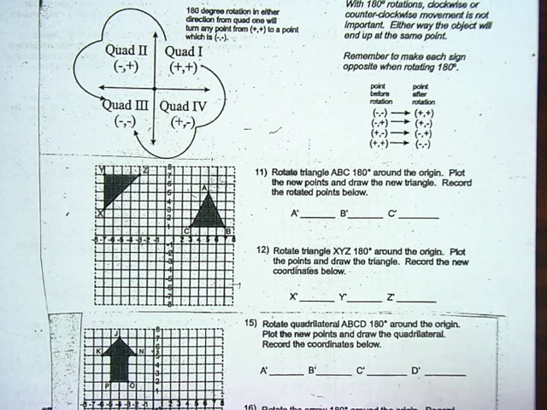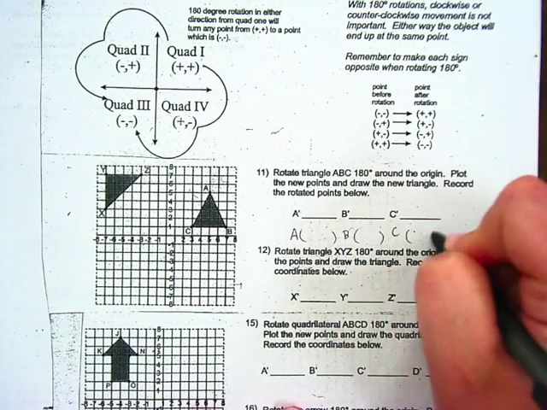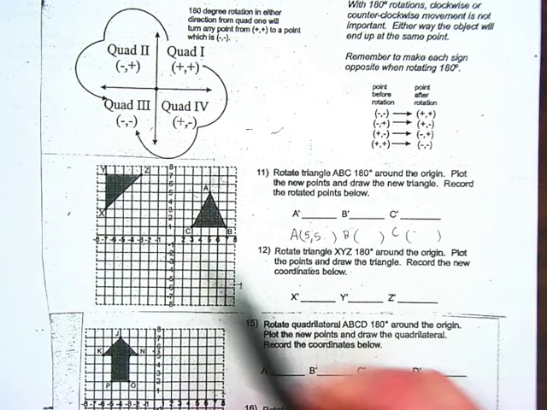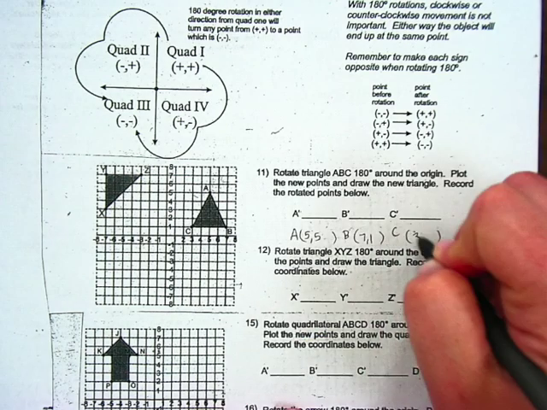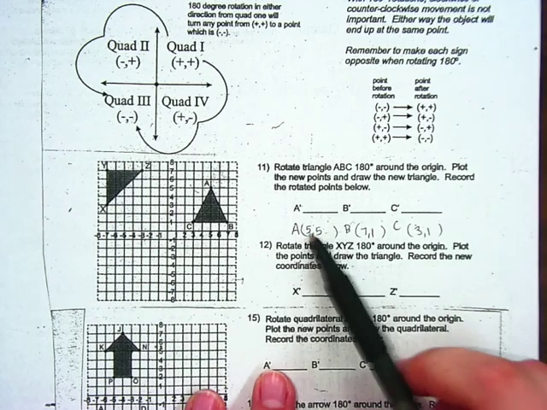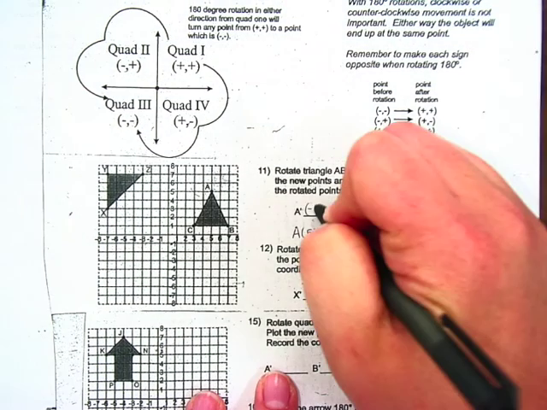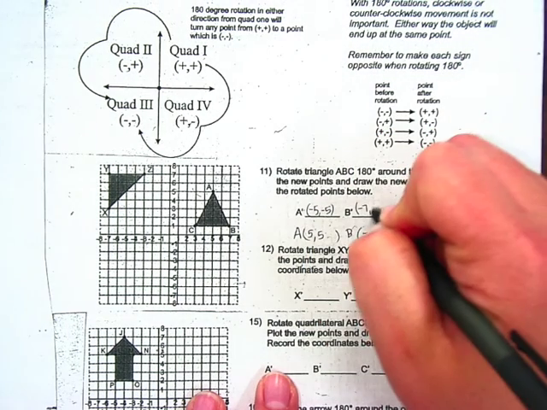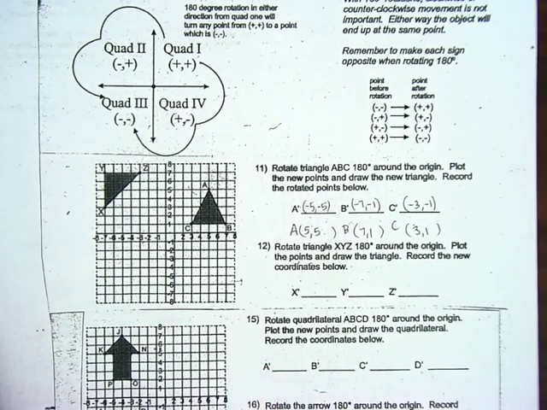So let's look at A, B, and C. A is going to be at 5, 5. B is going to be at 7, 1. And C is going to be at 3, 1. So there's no flipping back and forth. They stay the same. But these are all positive, positive, so they need to change to negative, negative. So A prime should be at negative 5, negative 5. B prime should be at negative 7, negative 1. And C prime should be at negative 3, negative 1.